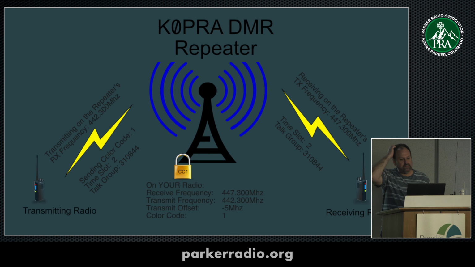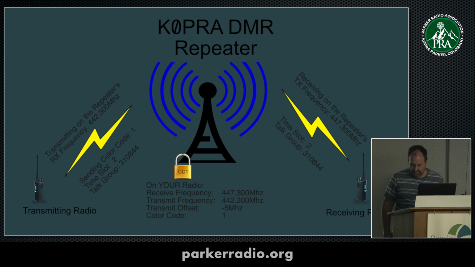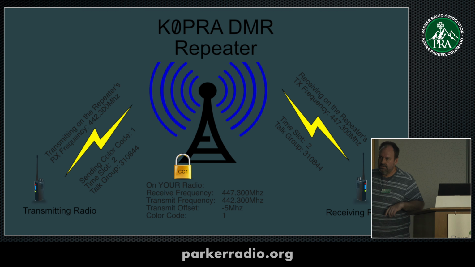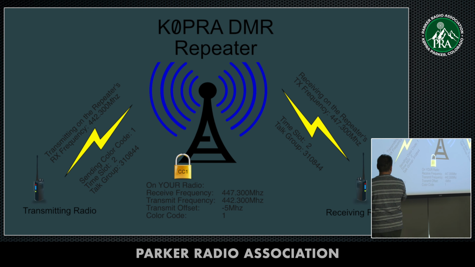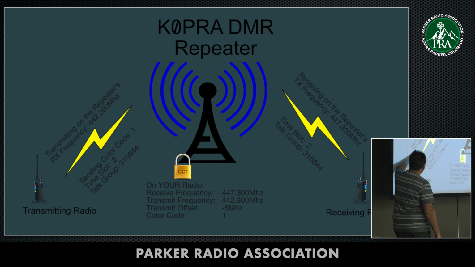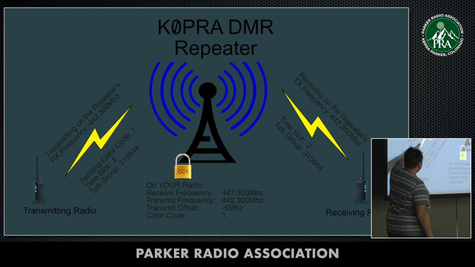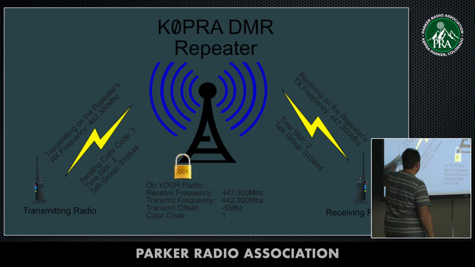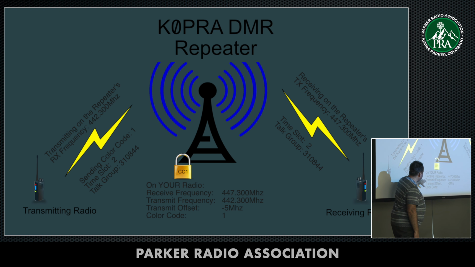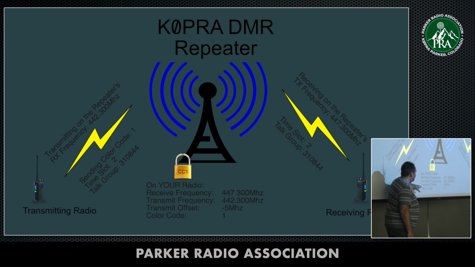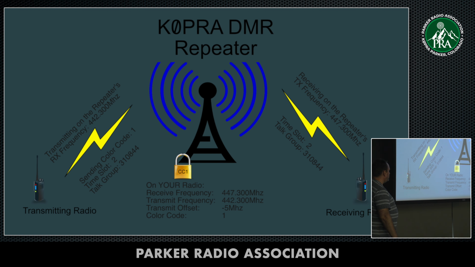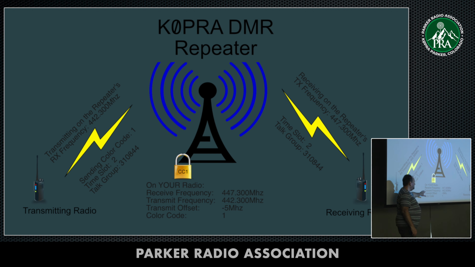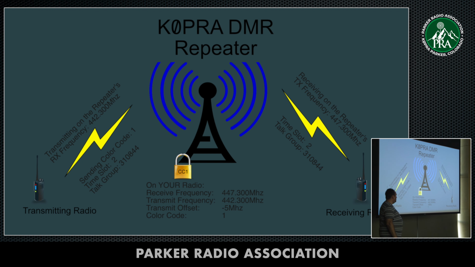So here's one of the illustrations I did for the analog repeaters. Let me step through this. Over here, we've got our transmitting radio. We've set it to transmit on the receive frequency for the repeater, right? And we know our transmit frequency has a -5 megahertz offset. And we know that we're using color code 1 because that's what it says on the website. So we looked up this information on the website or in RepeaterBook, and that's what we were able to program in.